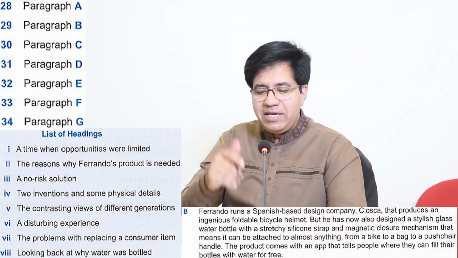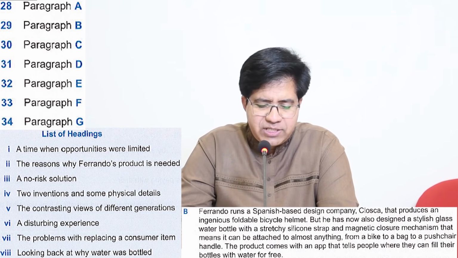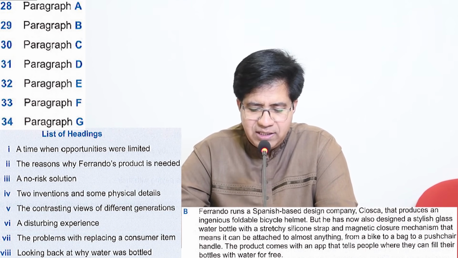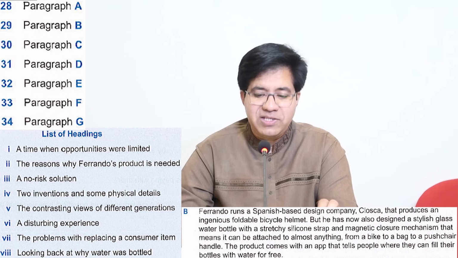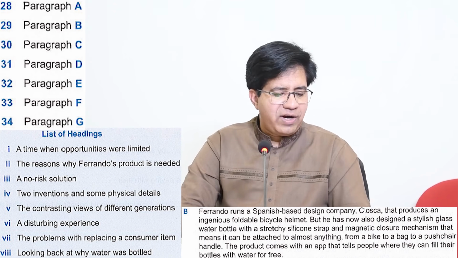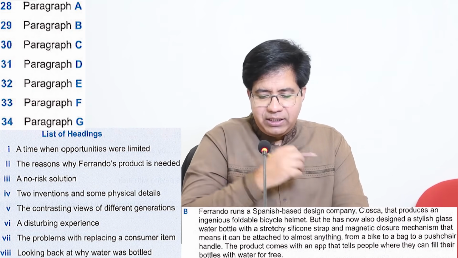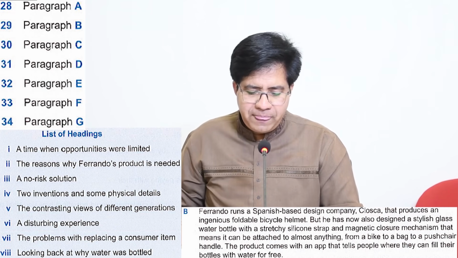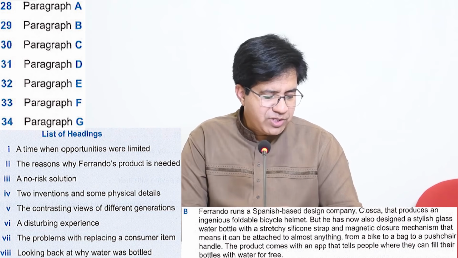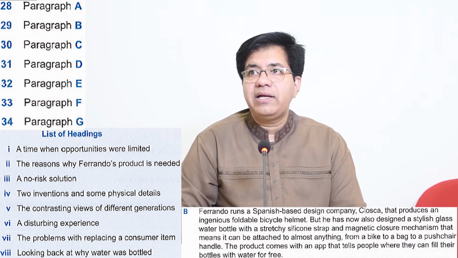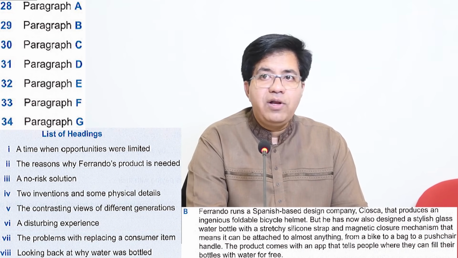Okay, paragraph B. Ferrando runs a Spanish-based design company, Closca, that produces an ingenious foldable bicycle helmet. But he has now also designed a stylish glass water bottle. So how many things? Two things, and they talk about it. What is the heading? 4. Two inventions and some physical detail. If you read the paragraph on, they say the product comes with an app that tells people. So that's the physical detail. Question number 29, heading number 4 is the right answer. Now what will you do? Heading number 4 should be crossed and you will not read it again.